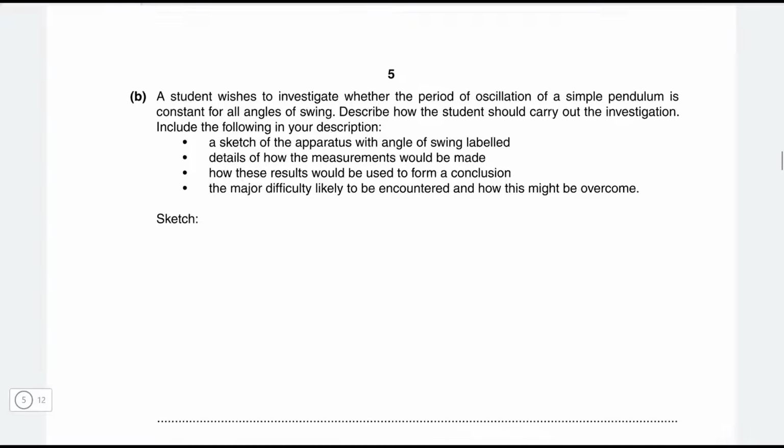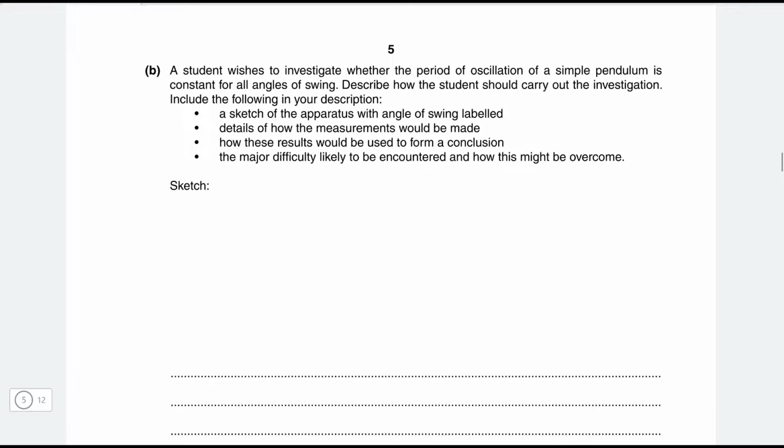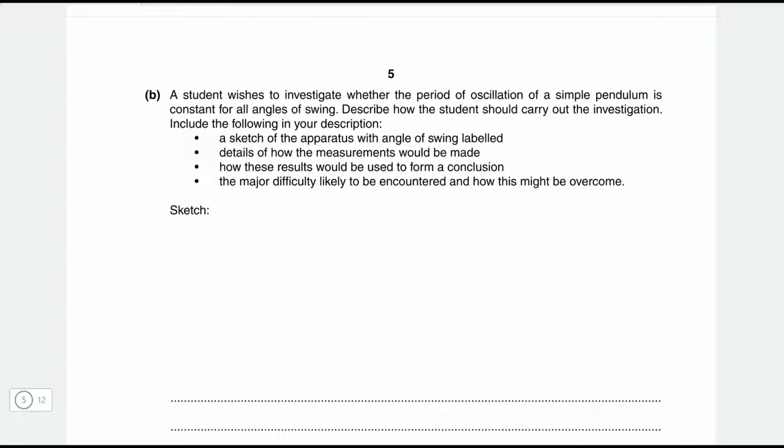Okay, next one we have an extended writing question, which is a 5 marker. A student wishes to investigate whether the period of the oscillation of a simple pendulum is constant for all angles of swing. Describe how the student should carry out the investigation. Sketch the apparatus. Details of how the measurement would be made. How these would be used to form a conclusion. The major difficulty likely to be encountered, and how we could overcome this.